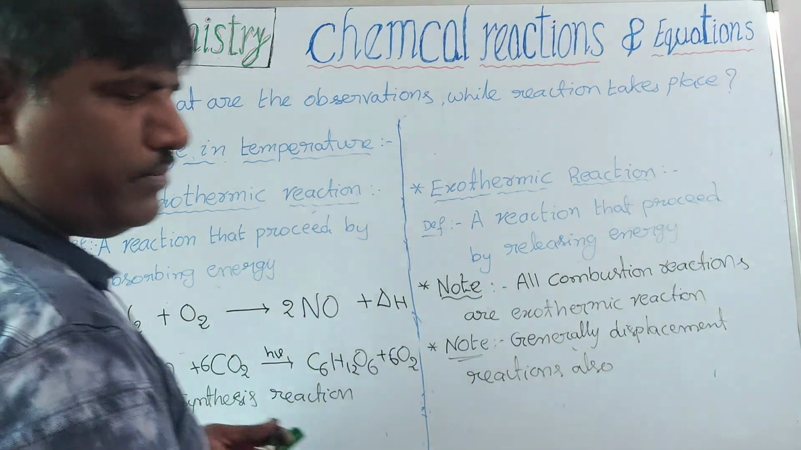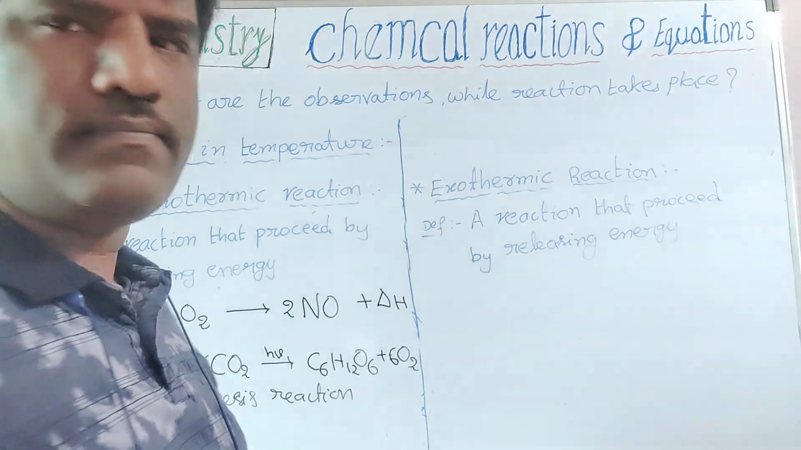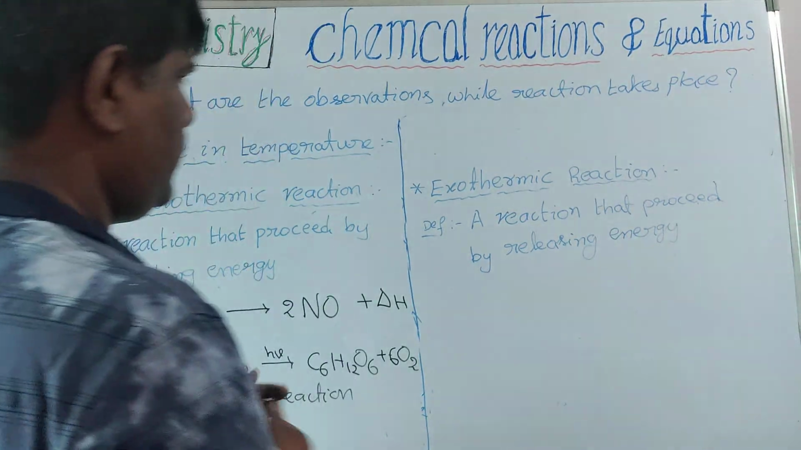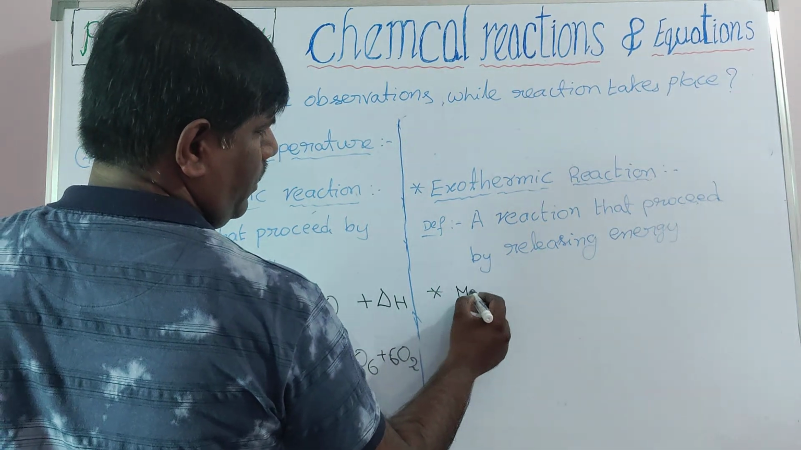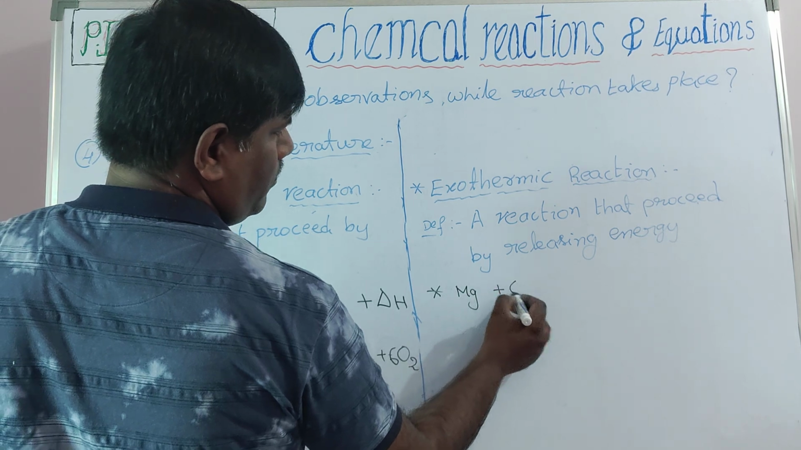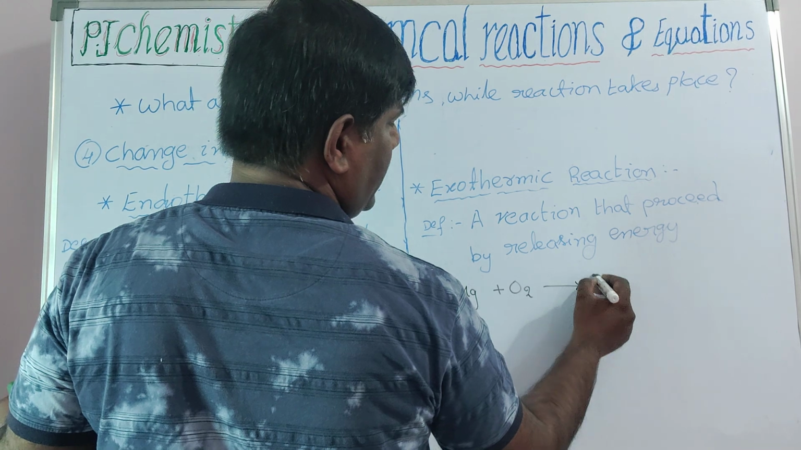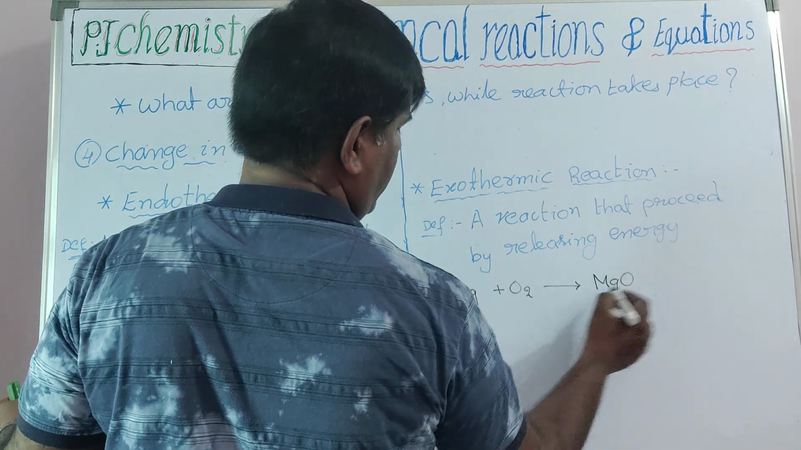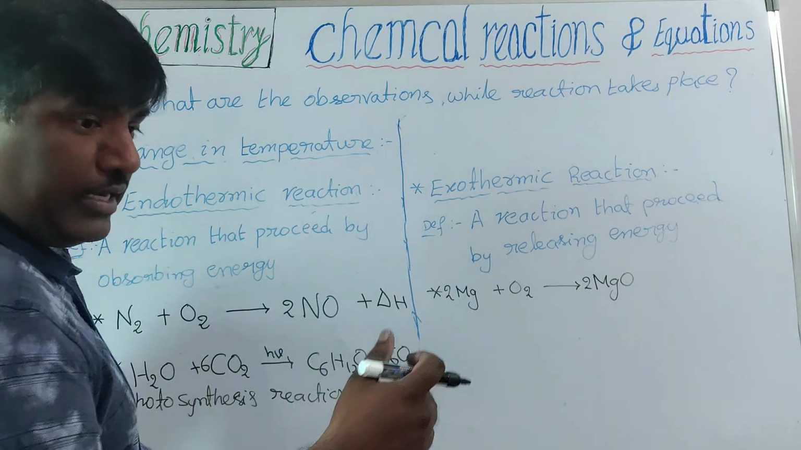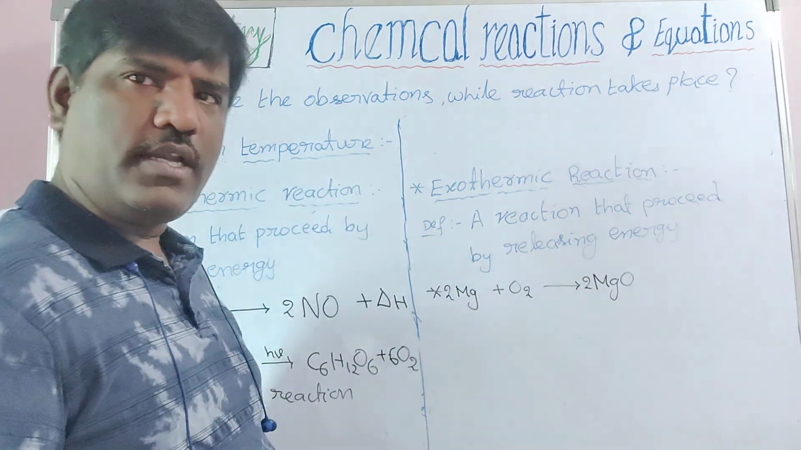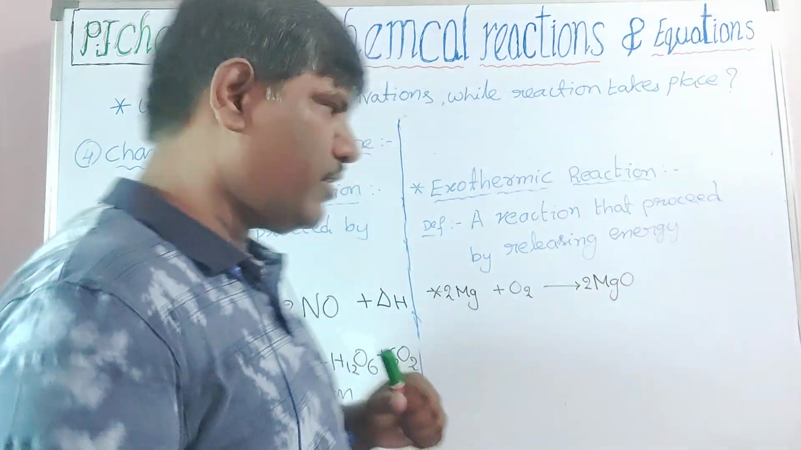Okay, now examples. Best example, magnesium burns in the presence of oxygen. It forms magnesium oxide. While burning, it liberates dazzling bright light. Okay, that is what it is. Part of exothermic reaction.